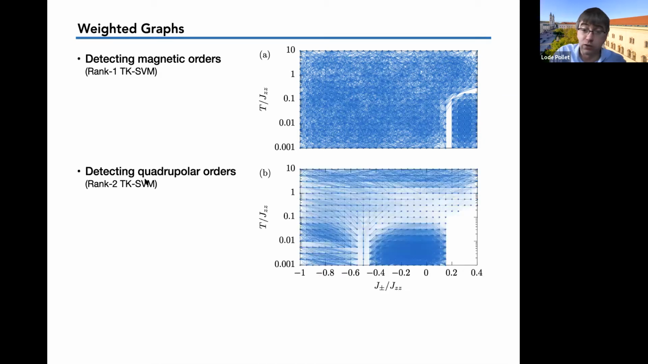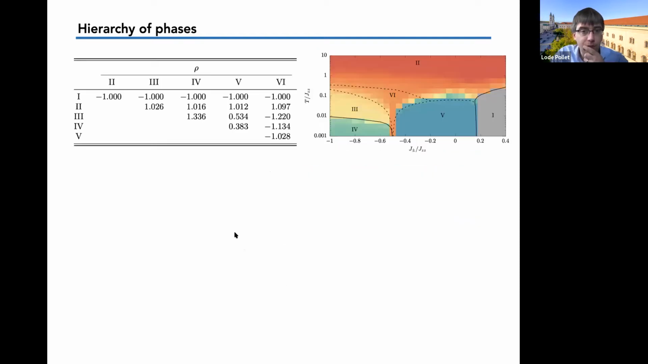If you go to rank 2, so we no longer look at this single component here, but now at rank 2, looking at quadrupolar order, all of a sudden you see that there is structure here. You see all these different components emerging. I still don't know what they are, but I just see that there are different regions in this phase diagram that are different from other regions. When I continue to rank 3 and rank 4, this picture doesn't change. So everything can be explained with rank 1 and rank 2.